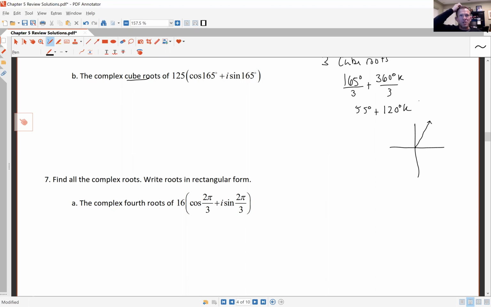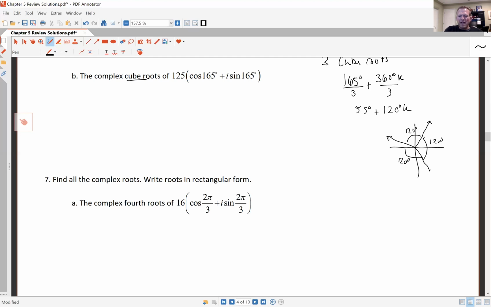So we've split the circle up into 3 equal pieces: 55, 55 plus 120, and then 55 plus 120 plus another 120. And we just have this thing split up into equal segments where each of those are 120 degrees apart. If you do fourth roots, then you split into 4 equal pieces, then they're separated by 90s. So that's a picture of what these cube roots look like. And then we'll just find them in polar form.